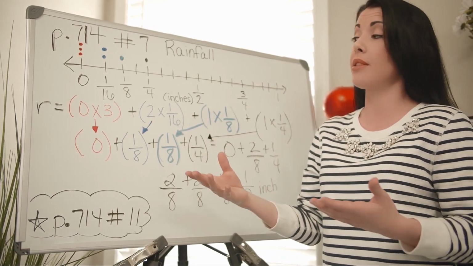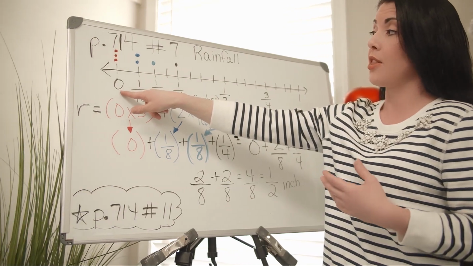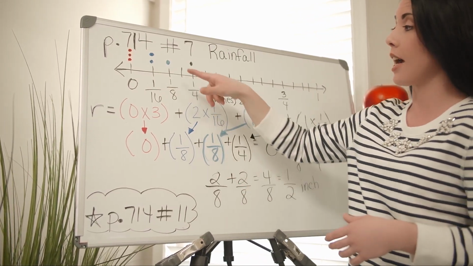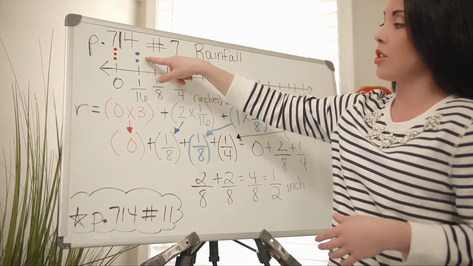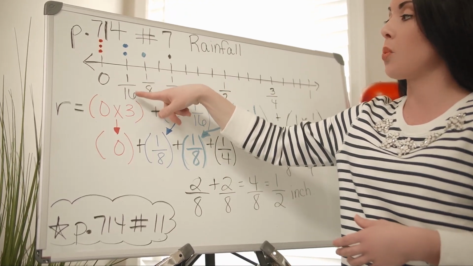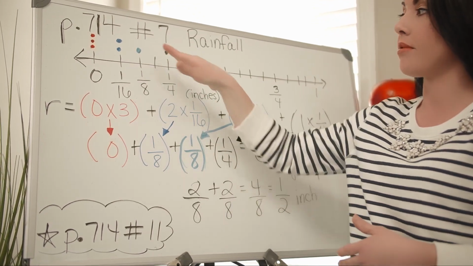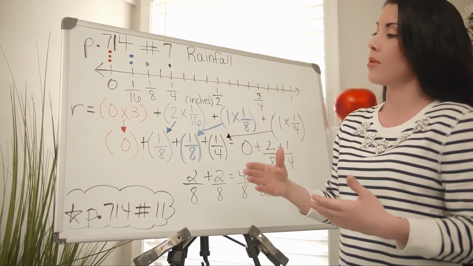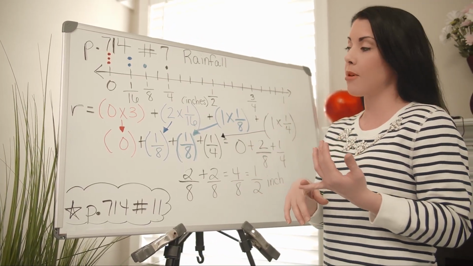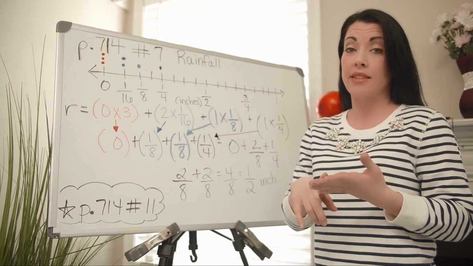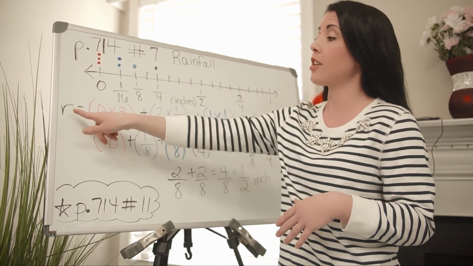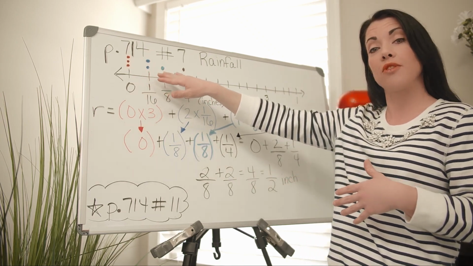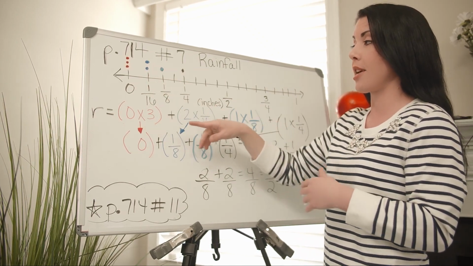That's called the frequency. So for instance, there were 3 days, 1, 2, 3, that there was 0 rainfall, okay? On this particular day, 1, 2, there were 2 days that there was 1/16 of an inch of rainfall, and so on, okay? So the question asks us to develop an equation, okay? We know that an equation has a variable, it has numbers, and it has an operation. So I chose to represent with my variable r, okay? And now I'm going to use the information from the line plot to develop my equation.